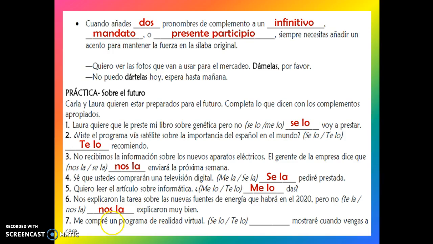7. Me compré un programa de realidad virtual. Mostraré. I will show it. Cuando vengas, when you come to my house. It's going to have to be: te lo mostraré. I will show it to you.